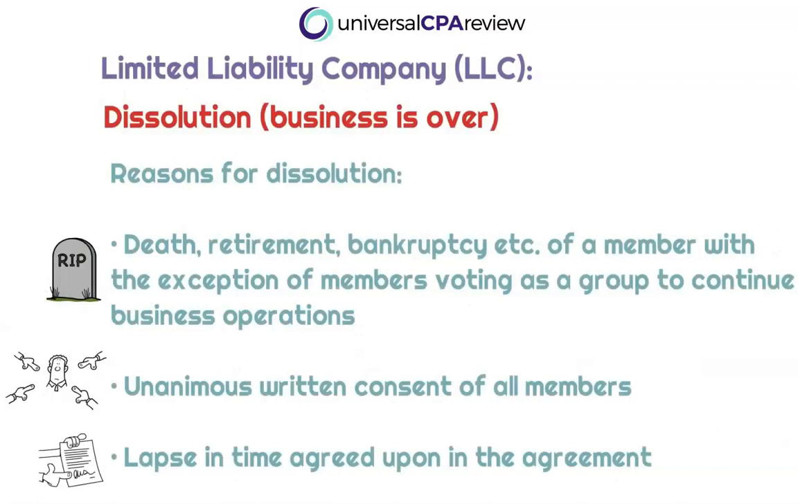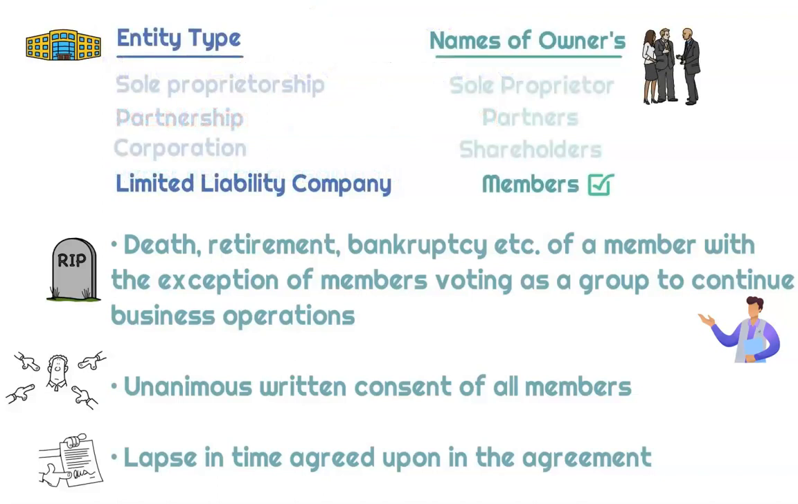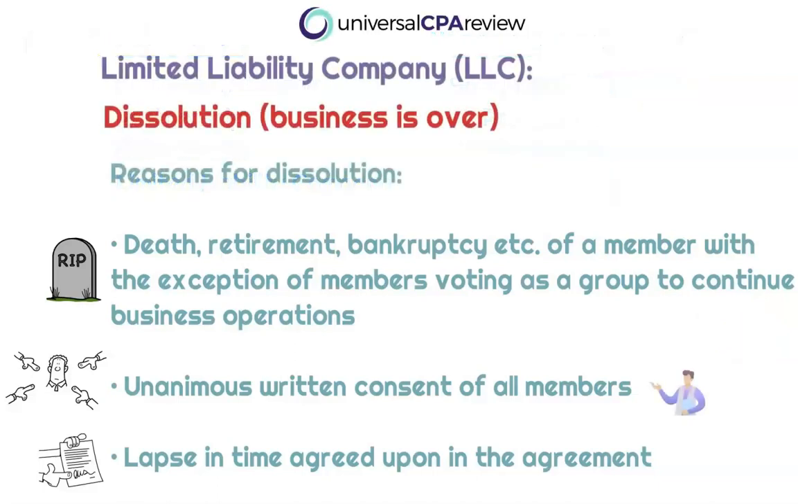Limited liability companies will dissolve upon the death, retirement, or bankruptcy of a member, with the exception of members voting as a group to continue business operations. Focusing in on the word member: when it comes to limited liability companies, LLCs will refer to their people as members. Not partners, not shareholders, not stockholders. They're called members. So if one of the members dies or retires or goes bankrupt, then all of the members in the LLC must vote to continue the business in order for it to continue. Another reason for dissolution of an LLC would be if there's unanimous consent of all members, or once again, if there's a lapse in time in the agreement.